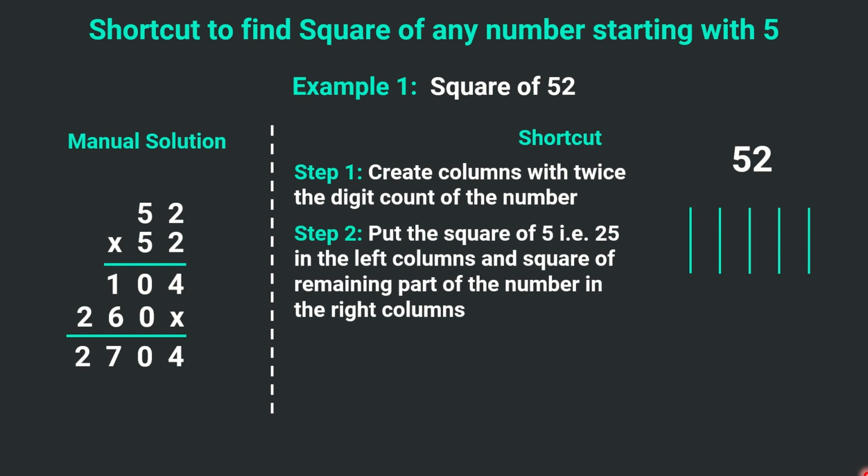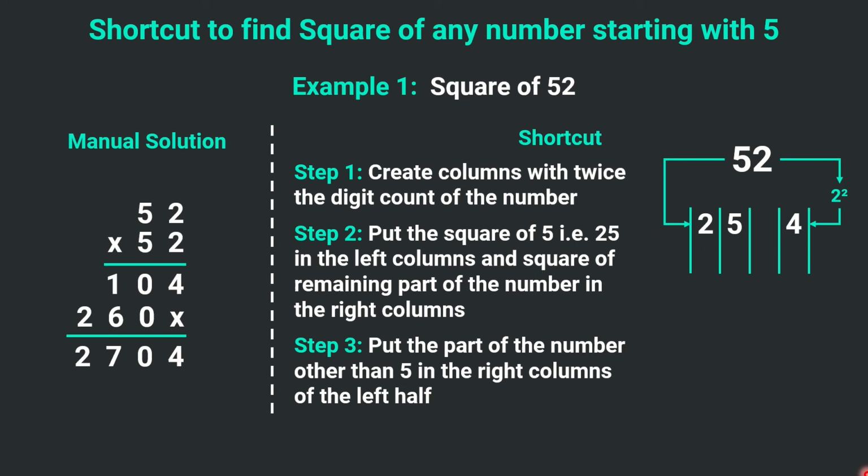Now in the second step, we have to put the square of 5, that is 25, in the left columns and the square of the remaining part in the right columns. These are the left 2 columns, these are the right 2 columns. So we put the square of 5, which is 25, in the left 2 columns, and we put the square of the remaining part. The remaining part is 2, the square would be 4, in the right columns.